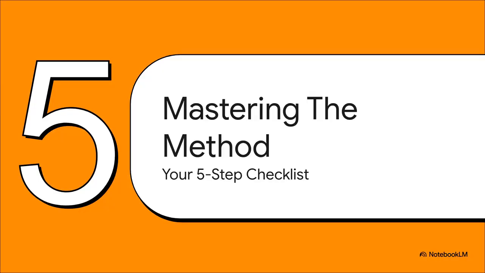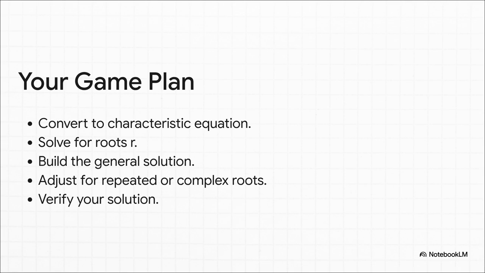So we have covered a lot of ground here. Let's boil this whole powerful process down into a simple, actionable checklist that you can use every single time. Here's your game plan. Step 1. Convert the differential equation by replacing the derivatives with powers of r. Step 2. Solve that new equation for its roots. Step 3. Use those roots to build out the general solution with e to the rx. Step 4. Stop and check. Do you need one of the special case formulas for repeated or complex roots? And finally, Step 5. The most important step to make sure you're right.